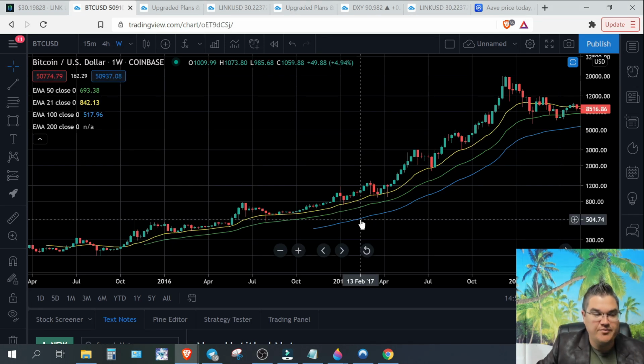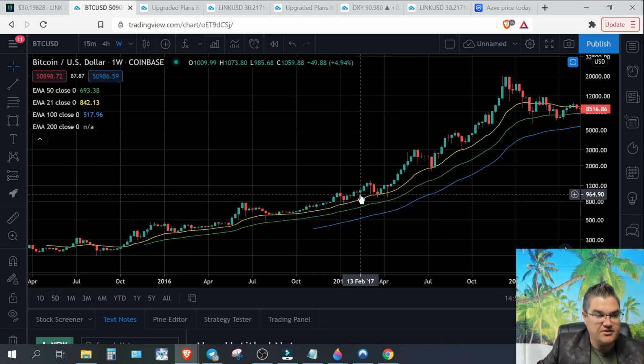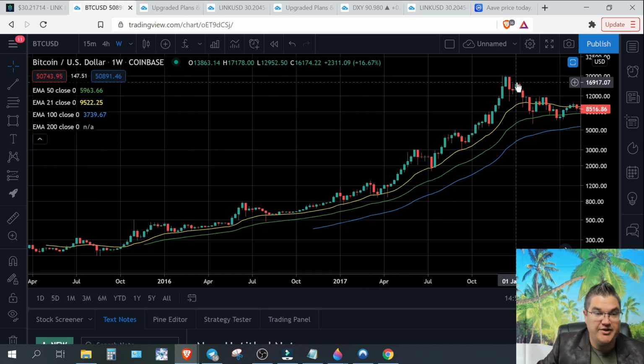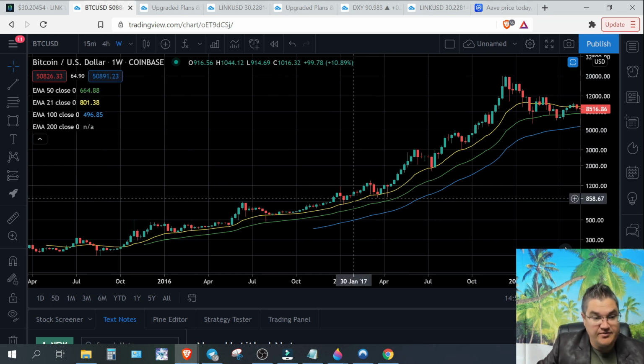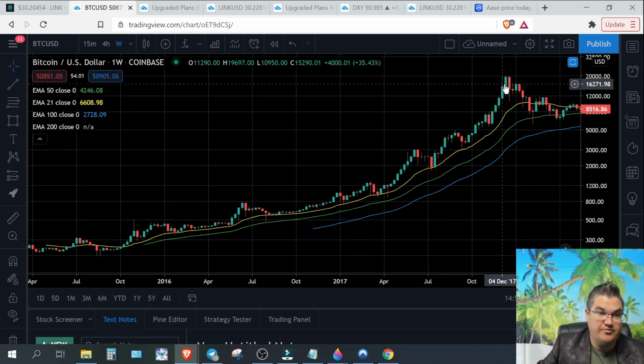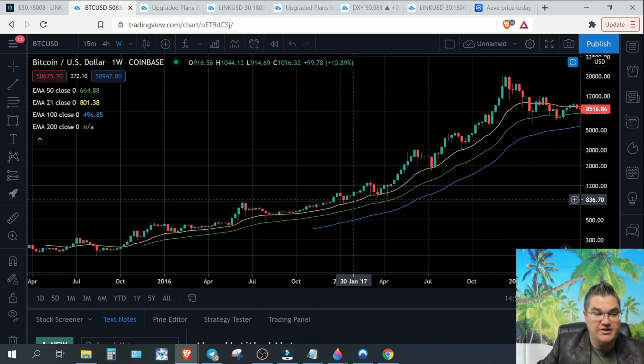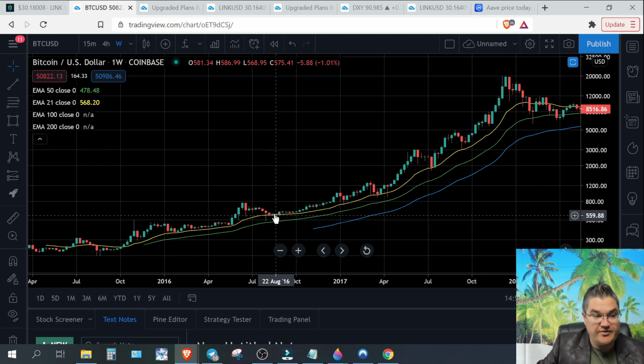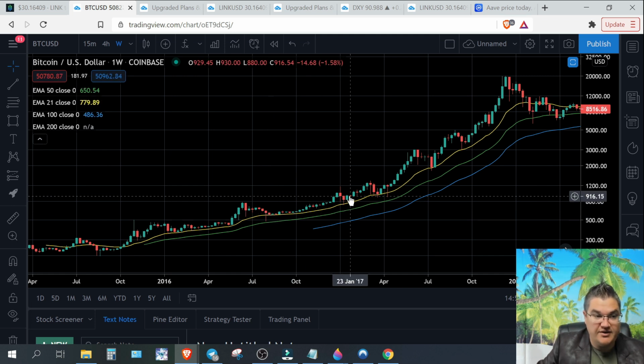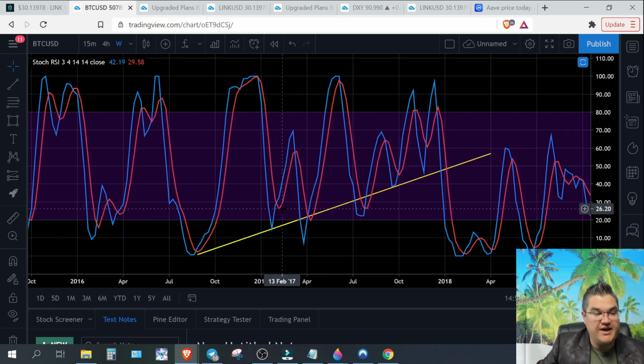February 2017, Bitcoin on the weekly chart. This was kind of the start of the giant run, right? We had another almost year of just massive Bitcoin increase. The whole market was doing very well. You could say it started back here, but this is really where it started getting out of hand, right? February 17.